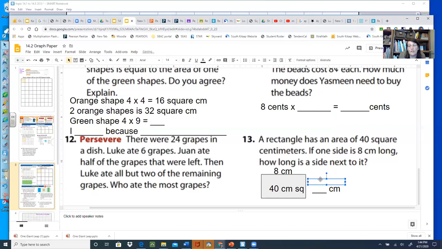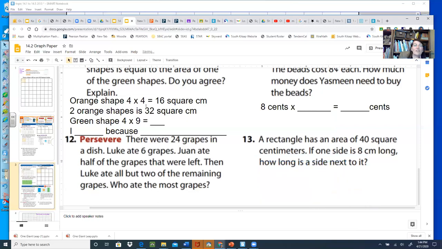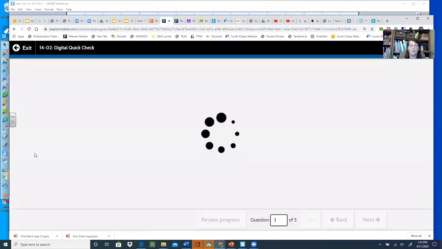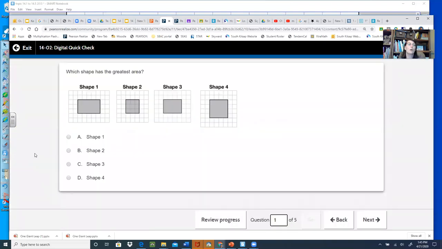So hopefully you watched how I did all of that, because I want you to make this shape. And so I'm going to get rid of all that stuff, and we're going to see who's savvy, who's been paying attention, and who's not. Okay, now that's the last one that I put in this version. So we are going to go back to the quick check now. So hopefully you're going to pull up the digital quick check while you're watching the video and listen to the hints that I give you. Which shape has the greatest area? I'm going to see if I can zoom in a hair.